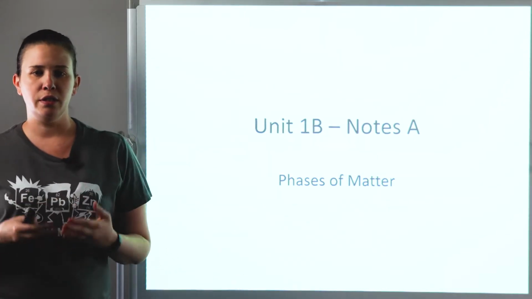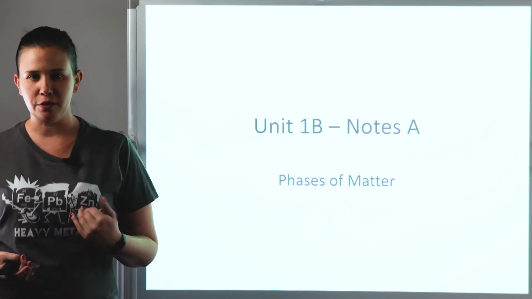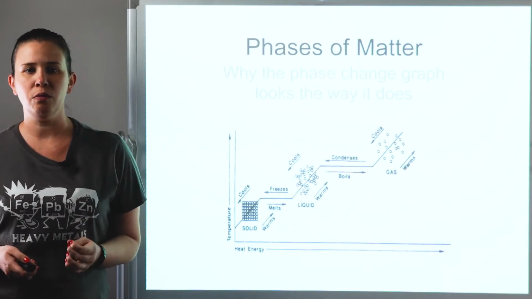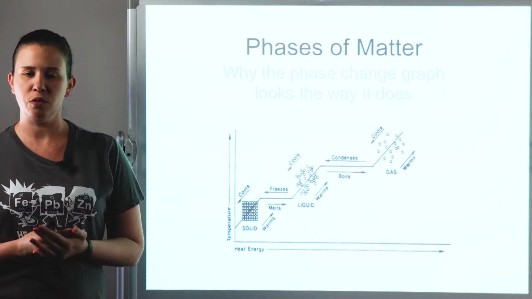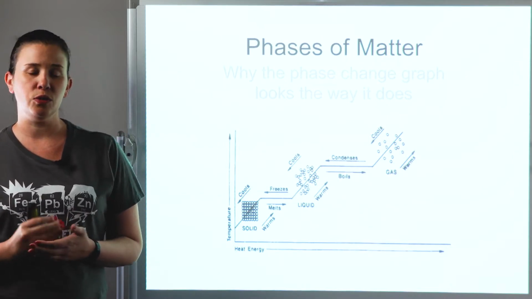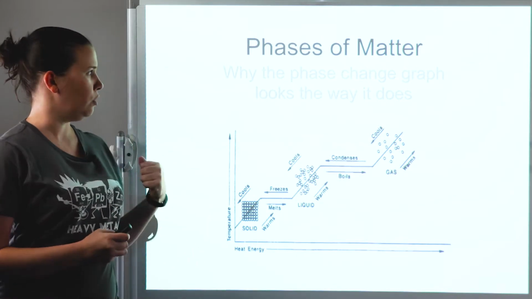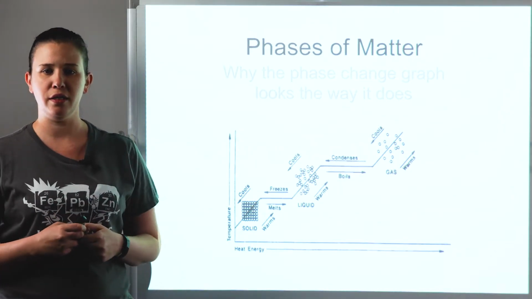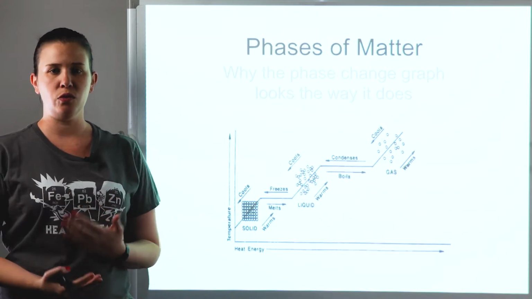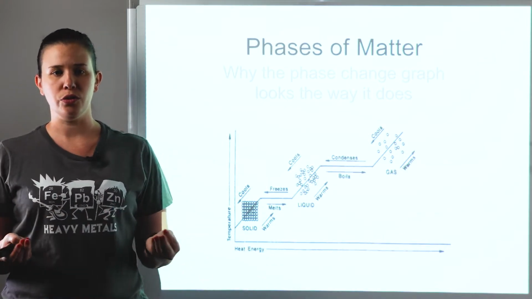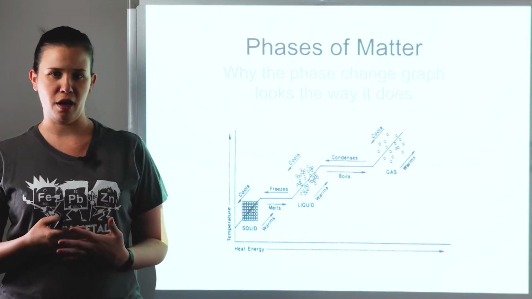In Unit 1B, Notes A, we're going to focus on phases of matter. In particular, we are going to use some concepts that we're familiar with in order to go into some detail explaining why the phase diagram or heating curve looks the way that it does. Why are there plateaus? Why is one plateau longer than the other? What do the particles look like at every section of this graph?